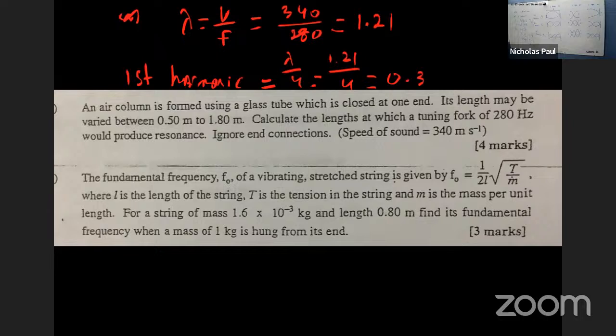0.3. Exact? Right. My question: will the first harmonic be observed within this range? No. Go again. Calculate again. Find second harmonic.